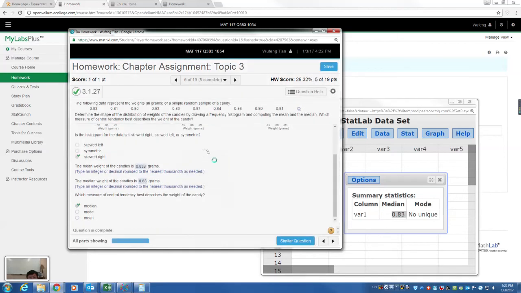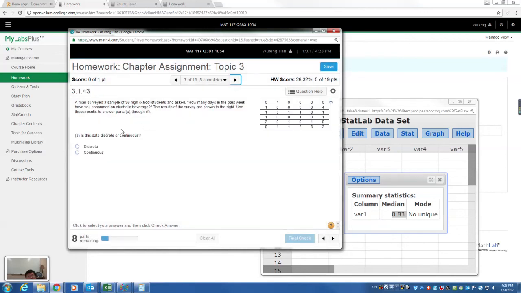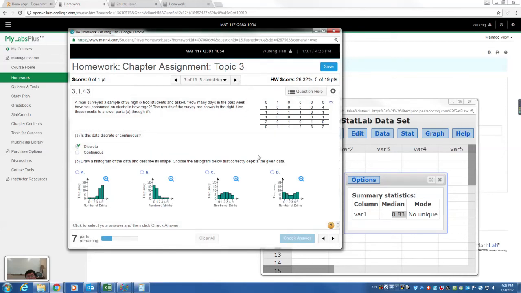Okay. So the next question is pretty much the same as the previous one. Let me see if there's anything else. So is the data discrete or continuous? This is obvious. Discrete is not continuous. It's not measurable, it's countable. Okay. You can graph that. It's pretty simple.